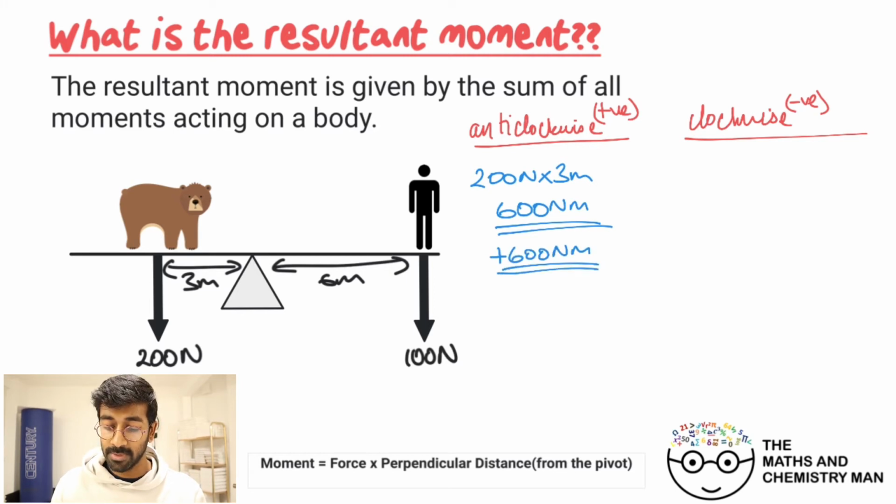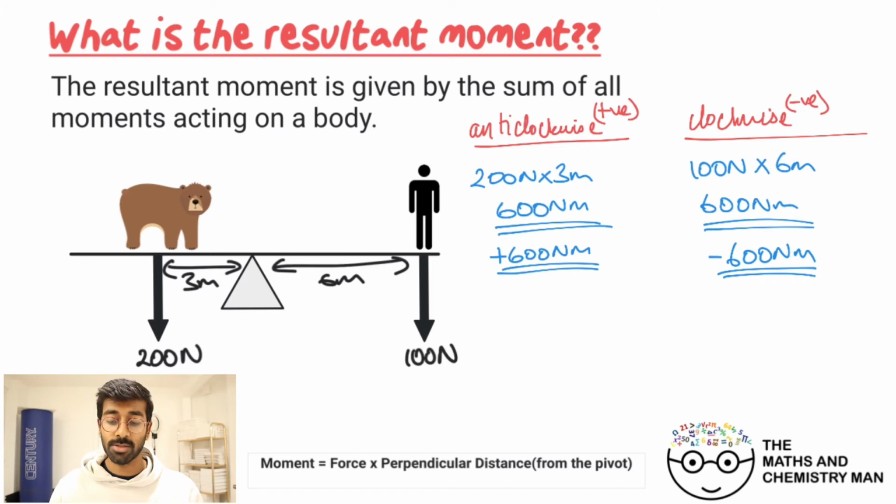I'll leave that there. And now for the man. So the man is going to be 100 Newtons, multiply that by 6 meters. So also 600 Newton meters. And let's put a negative sign in front of it because that is the clockwise direction.